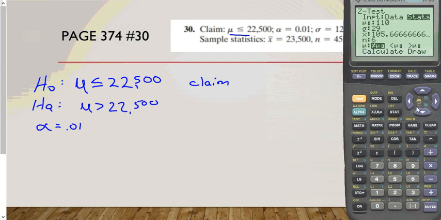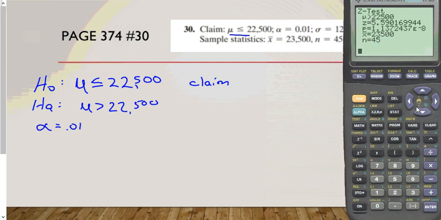And we'll go down. Our hypothesis is 22,500. We're told that this is 1,200 for the population standard deviation. And then we took a sample and we had 23,500. Our sample size was 45. And then the alternative is that we are actually greater than the null. So let's go ahead and calculate that. You can see we get this.